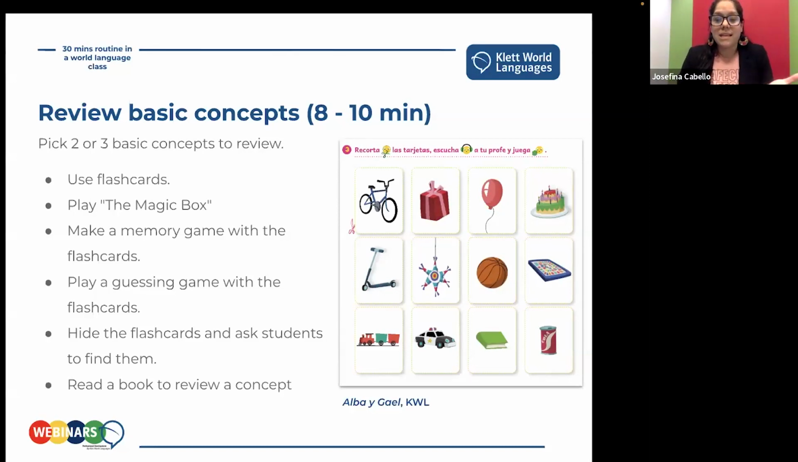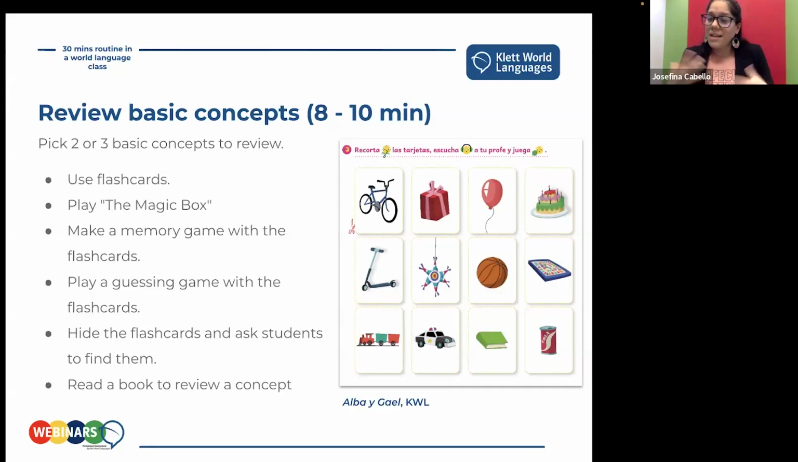You can also play a guessing game with the flashcards. These are from Abigail, and they have a lot of cutout activities that you can use as flashcards. You can use those as a memory game too. Another thing you can do with flashcards is that you can hide them and you can ask students to find them. This is a very interesting activity because if you have a unit with 6 or 8 words, you can tell your students, okay, I have 6 words that I hid here in the classroom, and I want you guys to find them. So your students are going to find the flashcards related to the unit.